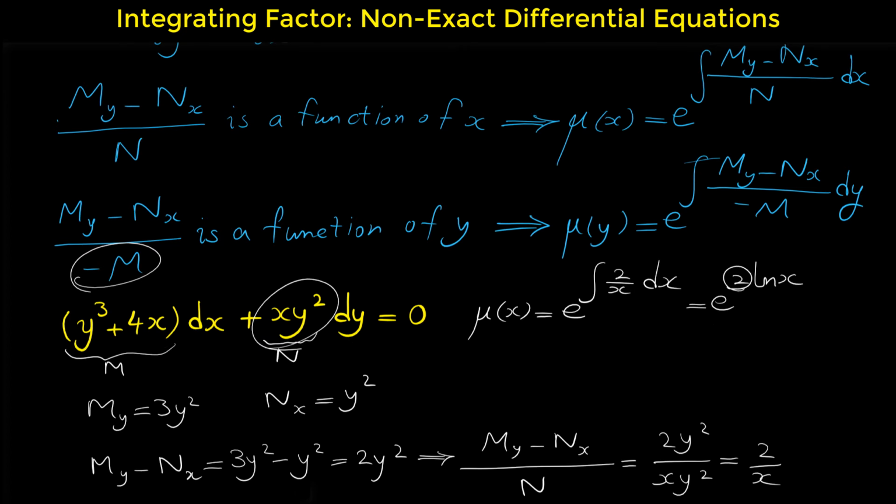We can bring the coefficient 2 to the power of x, and we can write this as e to the power of ln of x squared. But we know that, in general, e to the power of ln of any expression equals the same expression. So e to the power of ln of x squared equals x squared. So this equals x squared finally.